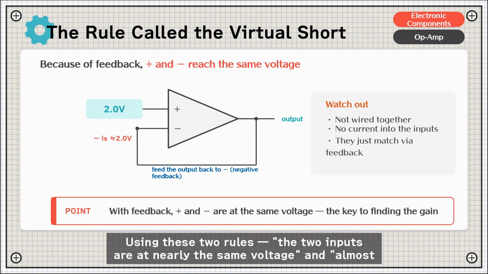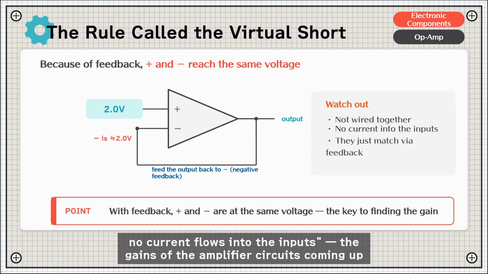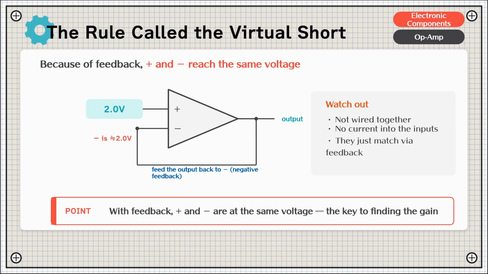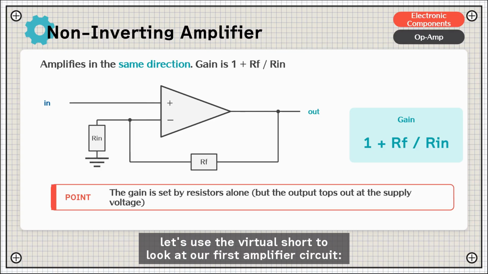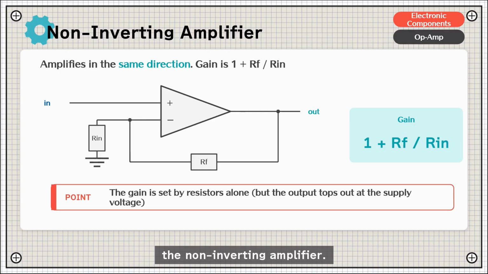Using these two rules, the two inputs are at nearly the same voltage and almost no current flows into the inputs. The gains of the amplifier circuits coming up become clear and simple. Now let's use the virtual short to look at our first amplifier circuit, the non-inverting amplifier.